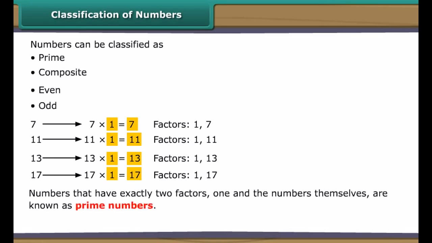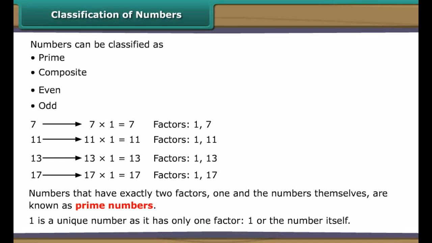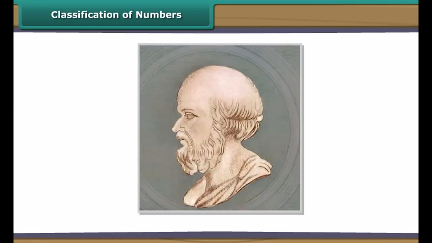Numbers that have exactly two factors, 1 and the numbers themselves, are known as prime numbers. 1 is a unique number. It has only one factor, 1, or the number itself. A Greek mathematician called Eratosthenes devised an easy method to locate the prime numbers between 1 and 100. Let us take a look at this method.